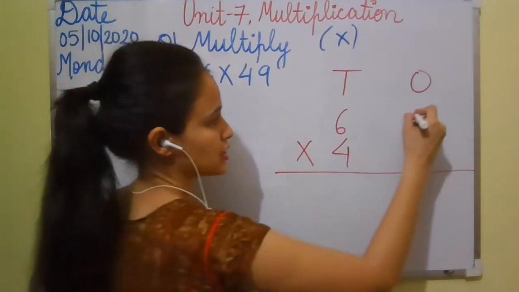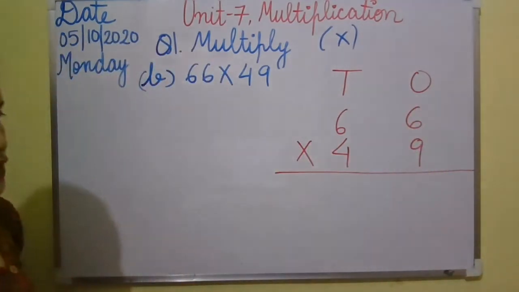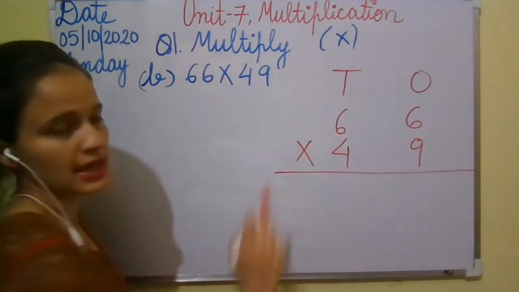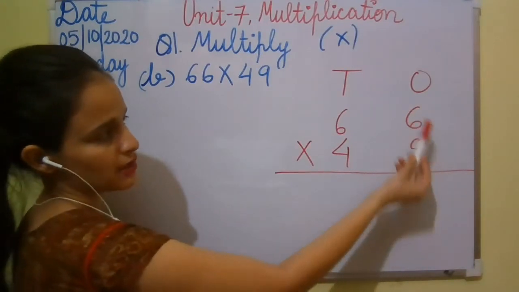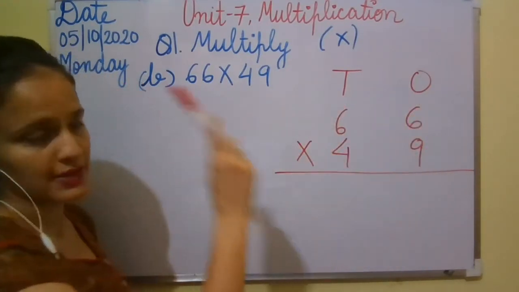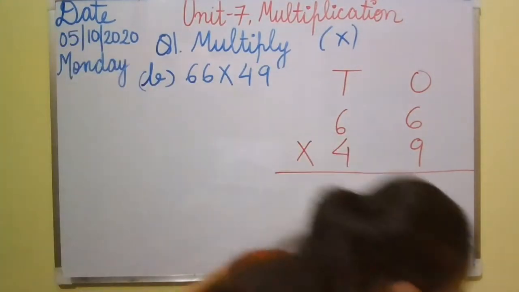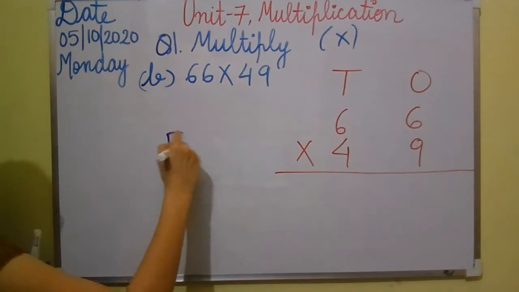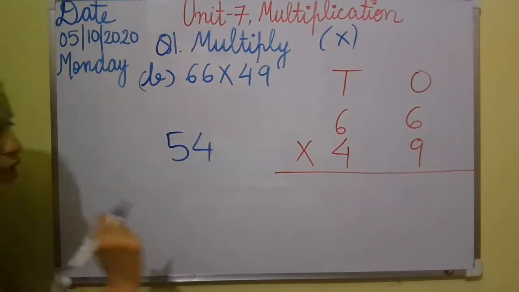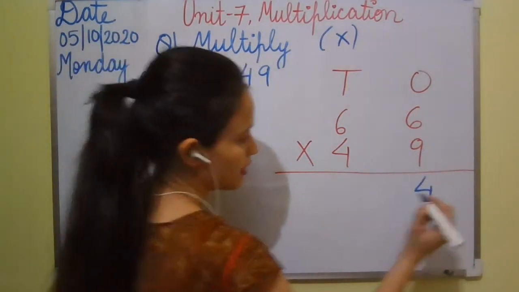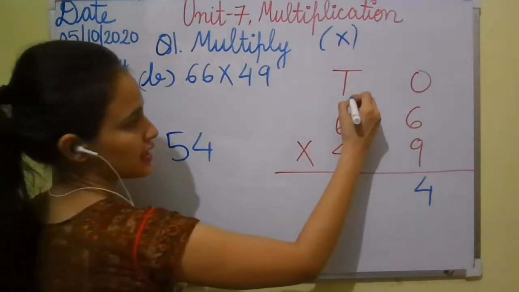Okay, so we are going to start solving from ones. So 9 will be multiplied to 6, the ones 6, and then to the tens 6. 9 6s are 54. 4 is in ones, so 4 will remain here, and 5 will go up as a carryover.